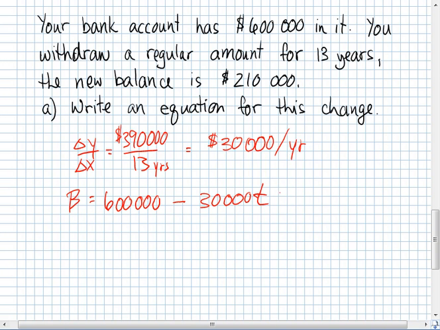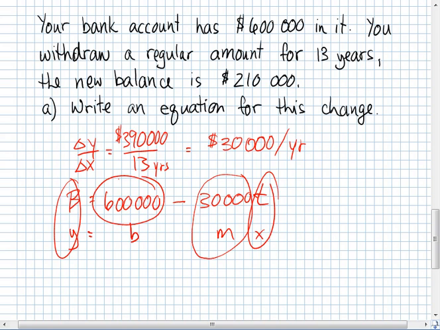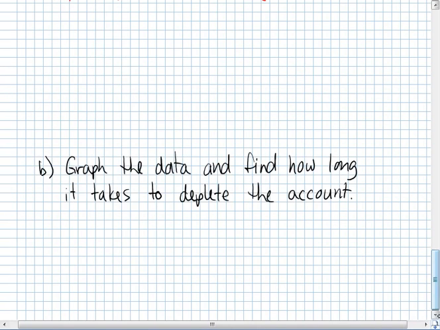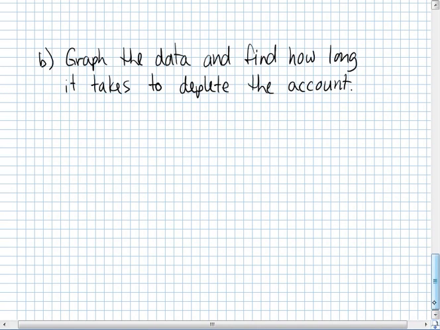Then in the format of y equals mx plus b, my vertical axis is my balance, the slope is that rate of change there, this is my horizontal variable, and 600,000 is my initial amount, in other words, my y-intercept. Okay, and with that in mind then, what I'd like you to do is to try to do this part here, graph that data, and find out how long it takes to deplete the account, and I'll show you my solution in 3 seconds.